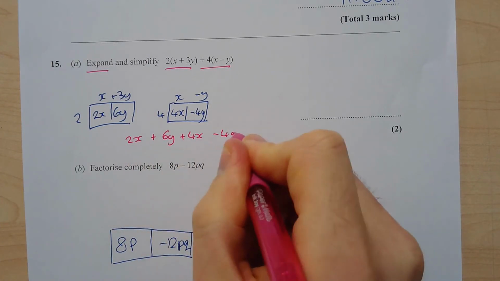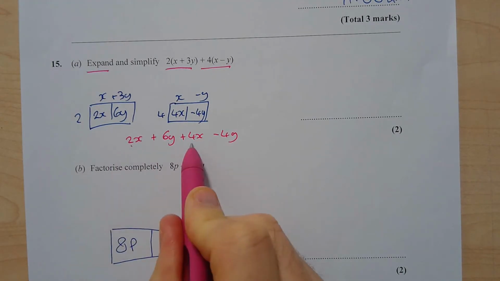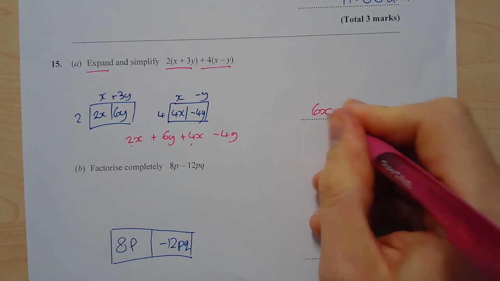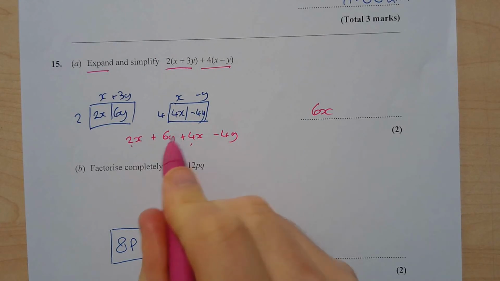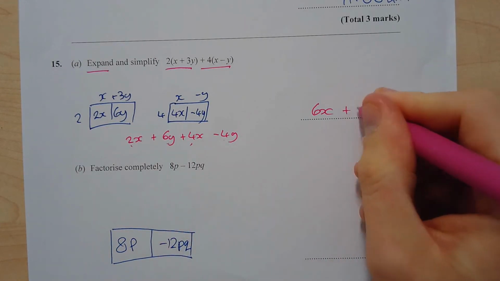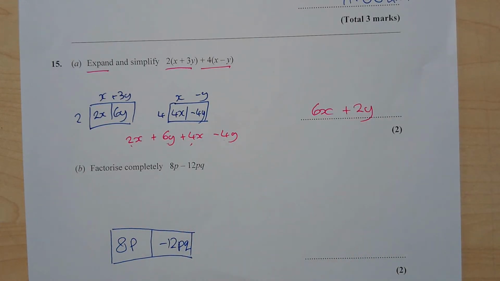Now my next mark's coming from simplifying. 2x add 4x is 6x, 6y subtract 4y is 2y.